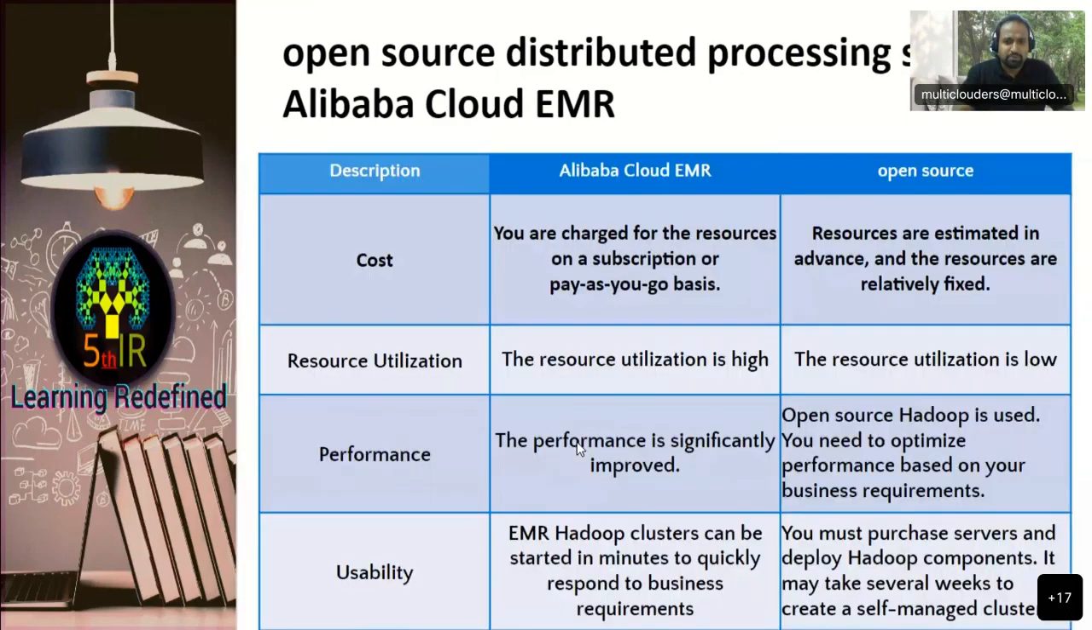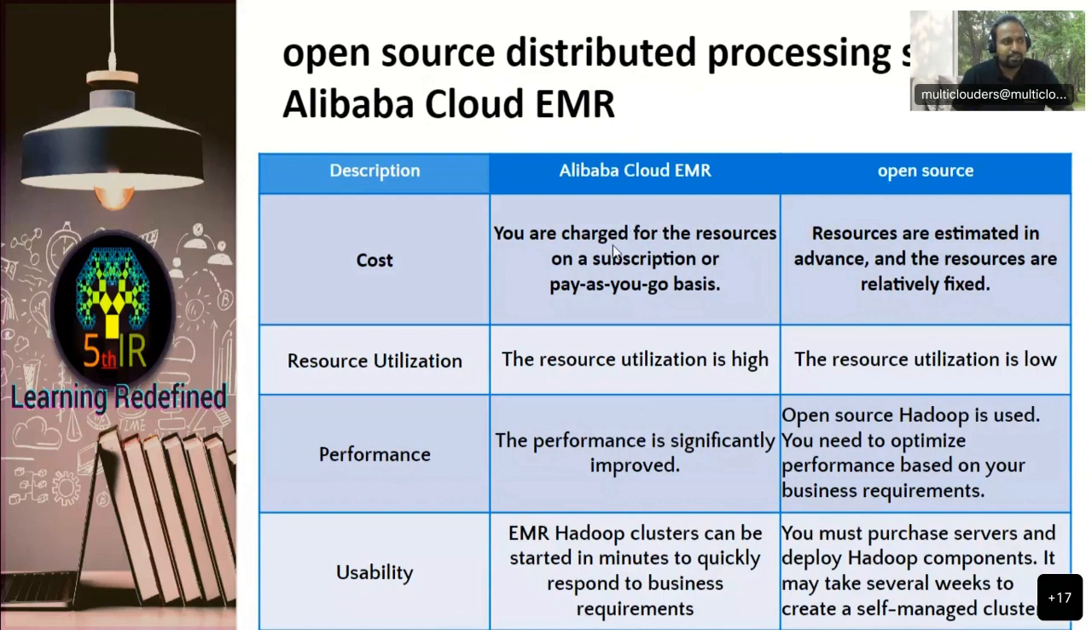So now moving to other advantages. I have compared here the open source distributed processing system versus Alibaba Cloud Elastic MapReduce. Open source means in-house, in other words, an in-house Hadoop ecosystem component which you are going to create.